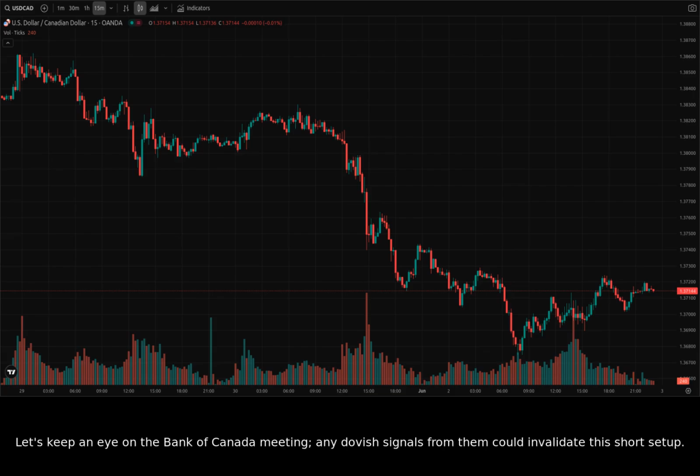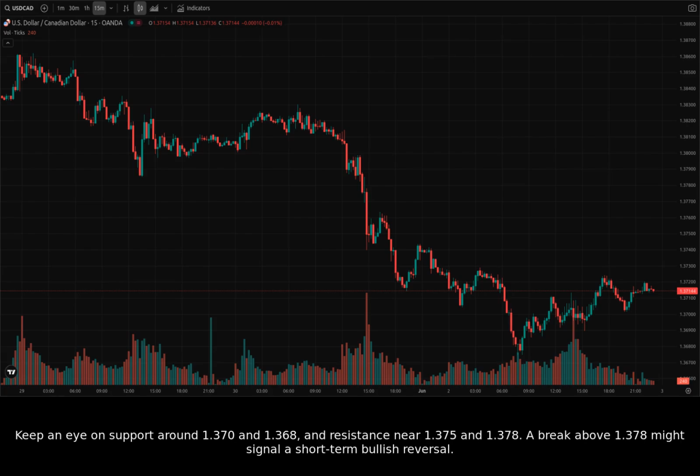Let's keep an eye on the Bank of Canada meeting. Any dovish signals from them could invalidate this short setup. Keep an eye on support around 1.370 and 1.368, and resistance near 1.375 and 1.378. A break above 1.378 might signal a short-term bullish reversal.